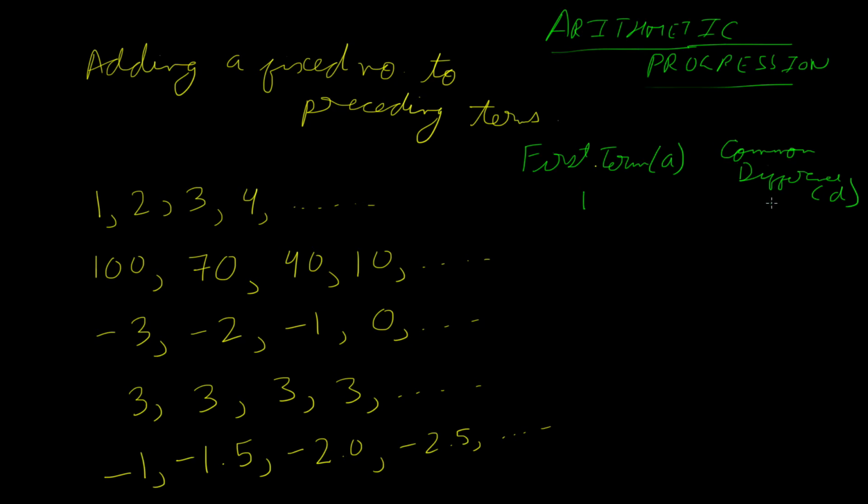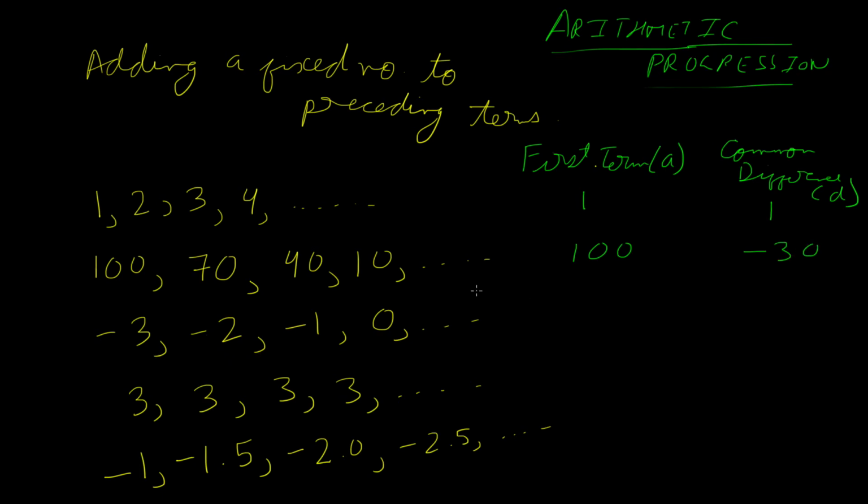So we have common difference as 1. In this example we have first term as 100, and every term is being decreased by 30, or we are adding minus 30 to it. So we have first term as 100, and the common difference is minus 30.